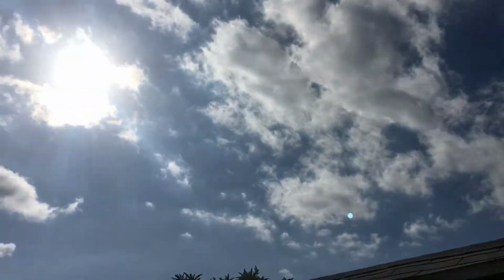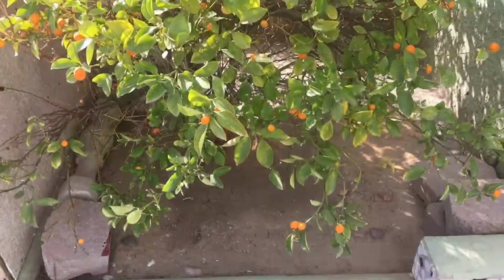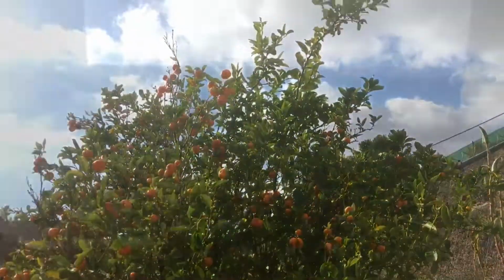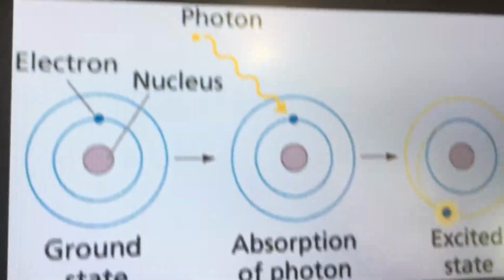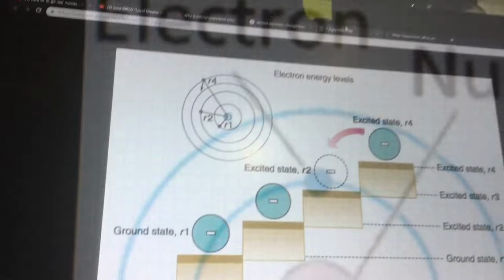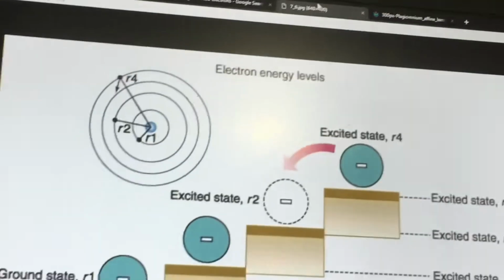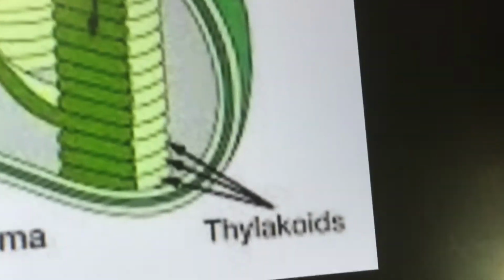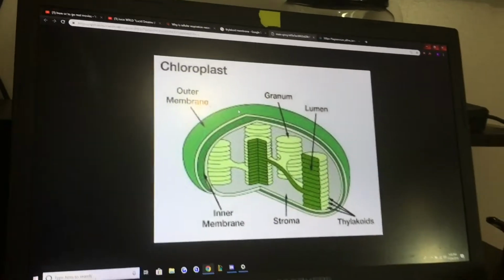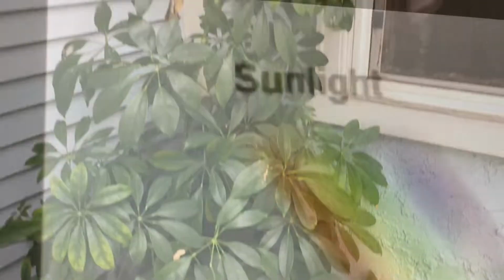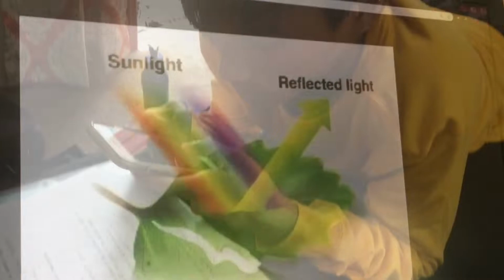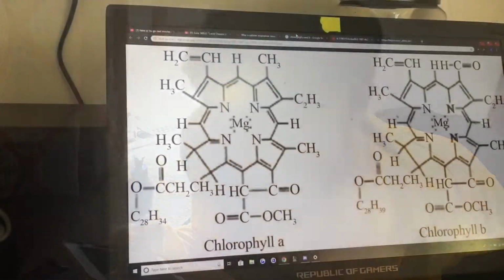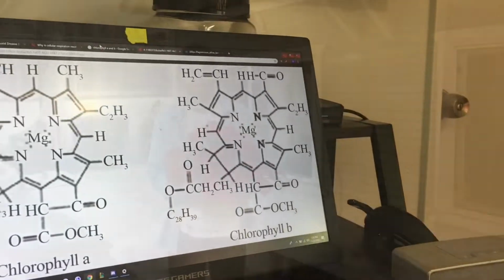Chlorophyll, the primary light absorbing pigment in autotrophs and found inside of chloroplasts, and photons excite the electrons they carry, absorbing energy to higher energy levels. Chlorophyll molecules are found in the thylakoid membranes. Why is it green? Because green waves are reflected, they are not absorbed. Chlorophyll A and chlorophyll B.